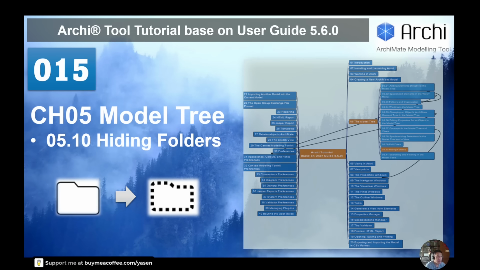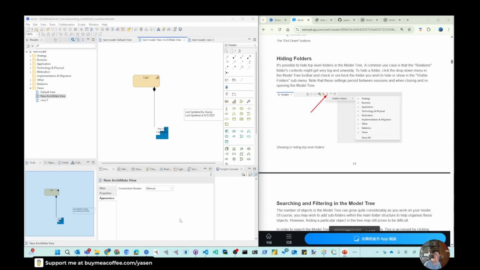On 5.10, hiding folders in Archi's model tree. It means some folders are there by default, but you can make some changes to make them invisible. The purpose I will mention once we explain this one. So it's possible to hide the top level folder in the model tree. It's not possible to hide the subfolders.